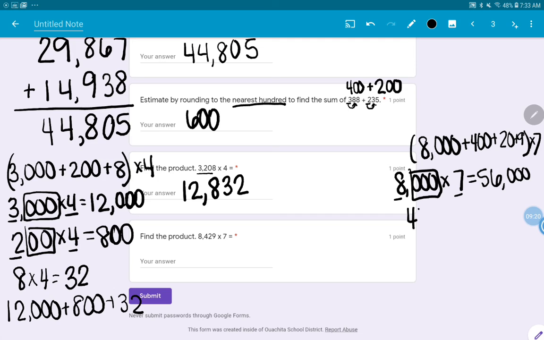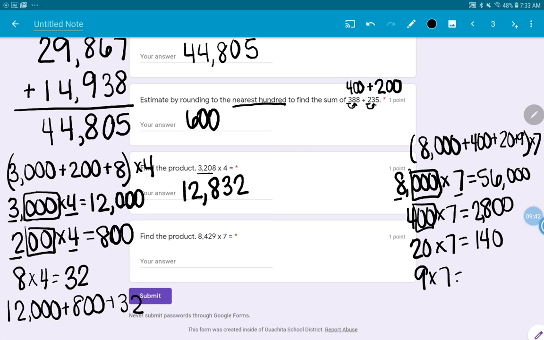Then I have 400 times 7. 4 times 7 is 28. I have 2 zeros, so 2,800. 20 times 7. 2 times 7 is 14. I have 1 zero to add. And then 9 times 7 is going to be 63. So now I have to add all those together.